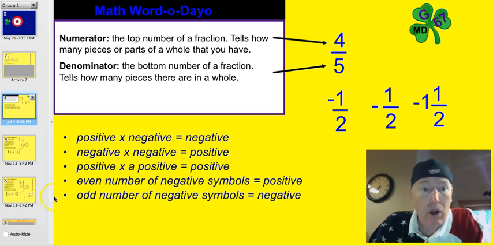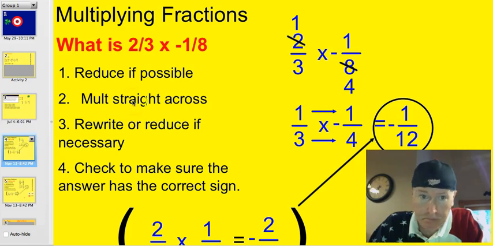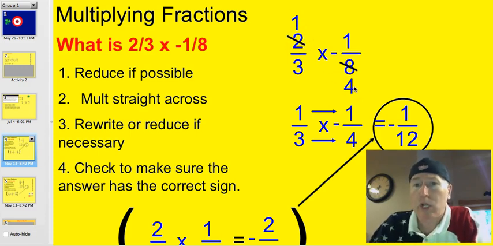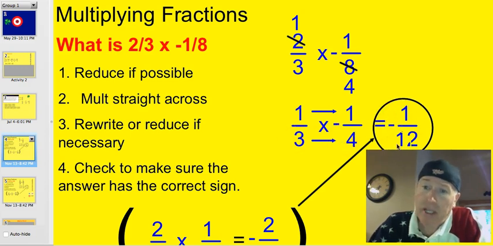All right, let's take a look at our first problem of the day. We have 2/3 times a negative 1/8. The first thing you do is reduce them if possible. I think it's important to do. In this case, I was able to divide the numerator by 2 and the denominator by 2. It gets it into much more workable numbers. So now I rewrote that. When I multiply straight across, I have 1 times 1 is 1, and I have 3 times 4, which is 12, with the negative. I can't reduce that any further. I'm sitting here at a negative 1/12.